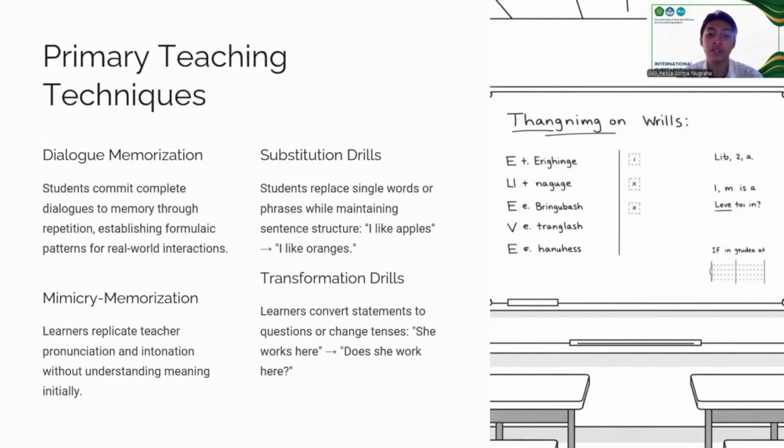Next is substitution drills, where one element changes while structures stay fixed. Vocabulary rotates, but grammar remains untouched. This protects pattern stability while expanding lexical range, and mistakes trigger an immediate restart. And the last is transformation drills, where students change the structural form of statements and questions, for example, present to past, without collapsing accuracy. The exercise forces control over grammar through pattern shifting, not rule explanation.